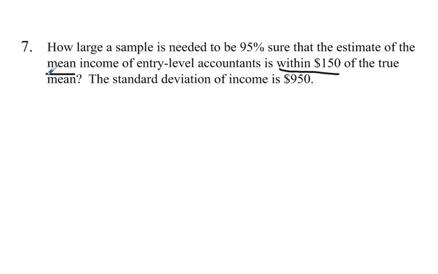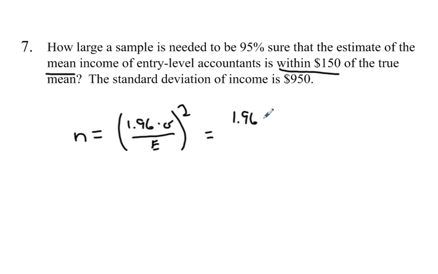Okay, since we're talking mean, we need that first formula on the previous page. So the number of people we should survey is equal to, in parentheses, 1.96 times the standard deviation over E, and we're going to square that. The biggest mistake I see people make, they forget to square. So the number of people we survey should be 1.96 times the standard deviation given to us, $950, divided by our E, what we want to be within. We want to be within $150. And once we figure that out, we're going to square what we get.